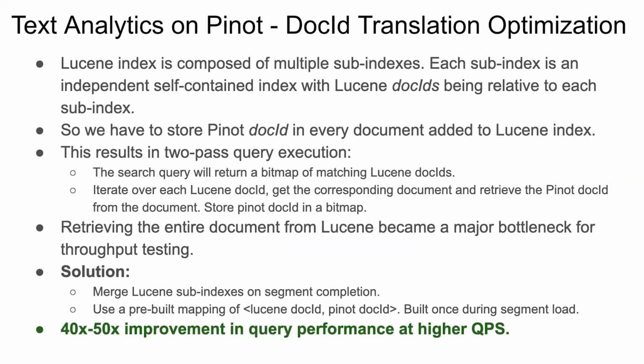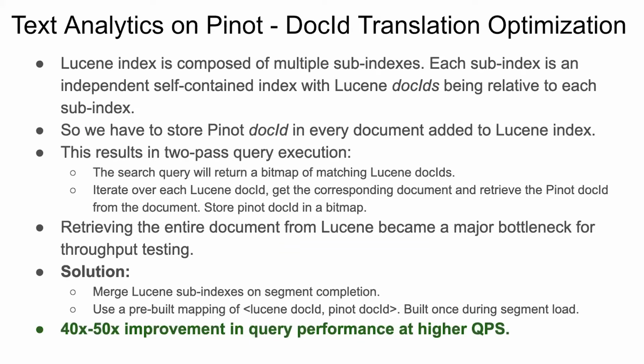So one of the key optimizations that we had done during the implementation of this feature was around the doc ID translation. A Lucene index is basically composed of multiple sub-indexes. Based on how the documents are added to the index and at what boundary they are flushed from memory, it creates multiple sub-indexes. Each sub-index is basically a fully self-contained piece of index capable of serving the search queries.